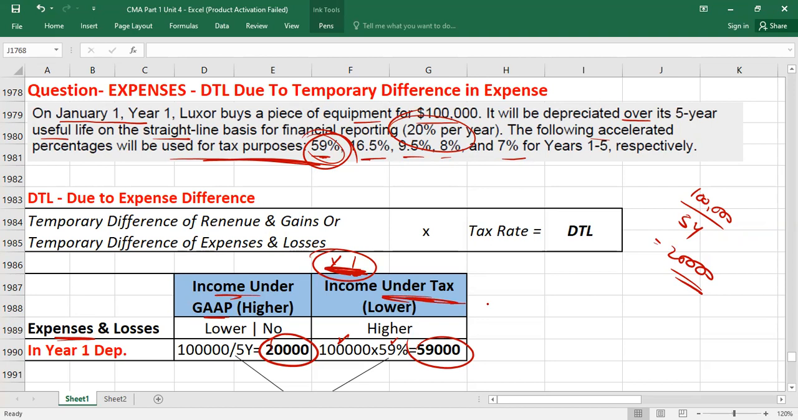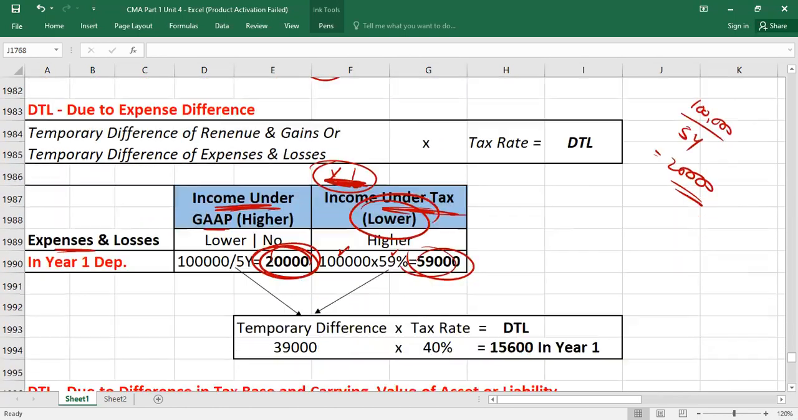It means if expense is higher, income will be lower. So what scenario is created? GAAP income is higher than taxable income. Understood or no? Why is GAAP income higher? Because expense is less there. If expense is less under GAAP, it means income is higher. And if expense is more under tax, it means income is lower. So the scenario created is that GAAP income is higher than taxable income.